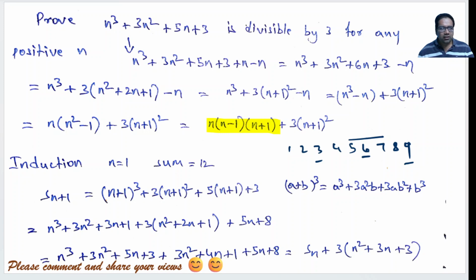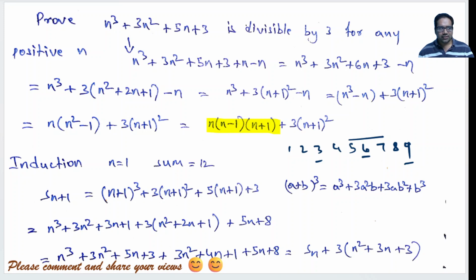Now, let's look at this closely. n cube plus 3n square plus 3n, and let's take one 2n here. There is a 6n here, right? 3 times 2n is 6n. Let's take one 2n here and add to this 3n. Why are we doing this? Because we want to make this equal to this part, right? So 3n plus 2n is 5n. So we'll be left with some 4n there.